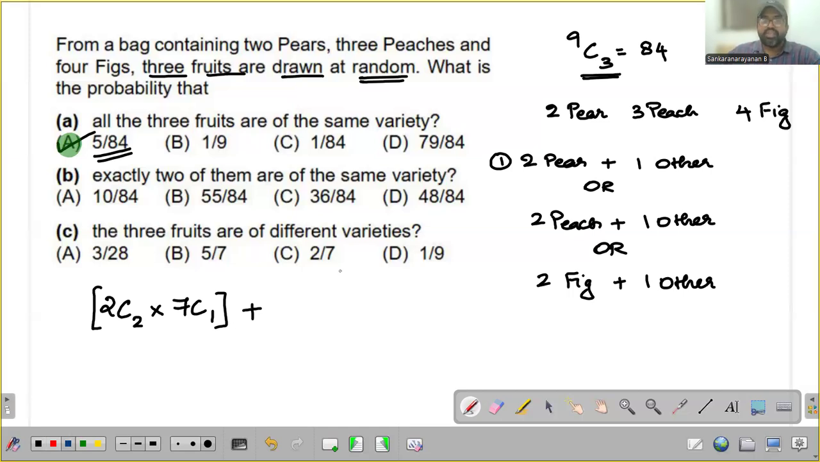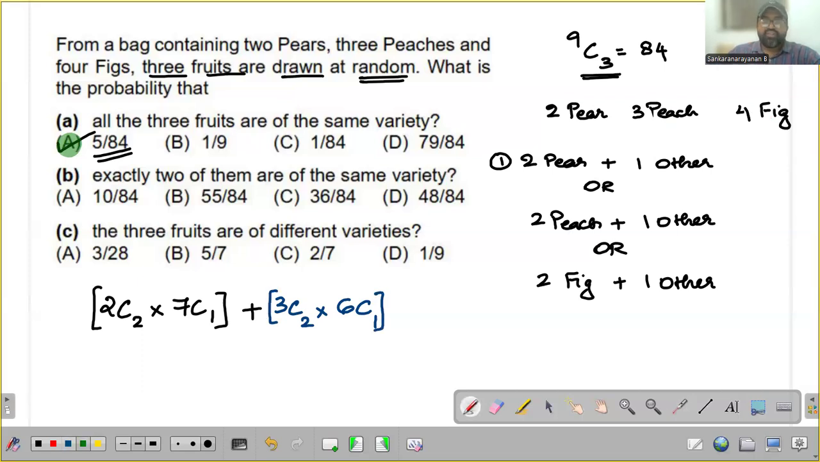2 peach. 2 peach from 3 available, you can select in 3C2 ways. And you have already considered the peach. In this second case, 3C2. What is remaining? 4 plus 2, 6 is remaining. You have to select one other from that 6, so that will be 6C1. Please be aware here, 3 peach, from that you are selecting 2. So you have selected 2. Now you can consider the 2 pear and 4 fig, 4 plus 2, 6 others, from that you are selecting 1. That is the second possibility.